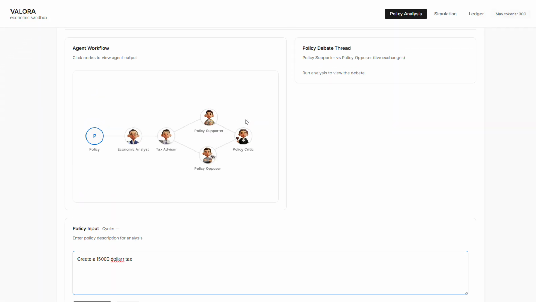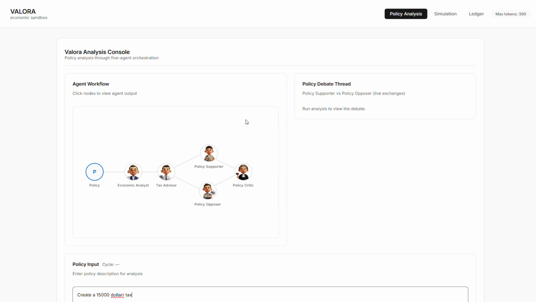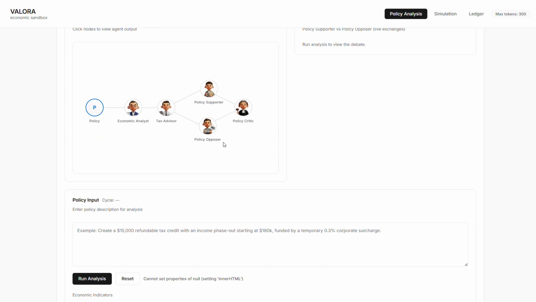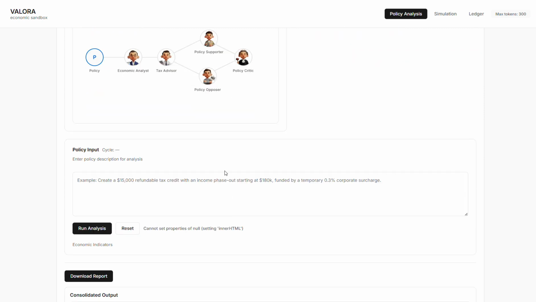This is the first part of the project. This is a policy analysis engine where we have multimodal agents. These agents work individually and give us valid conclusions on such policies. As you could see, we have five multimodal agents. Each one has a specific use. Let me give a policy.